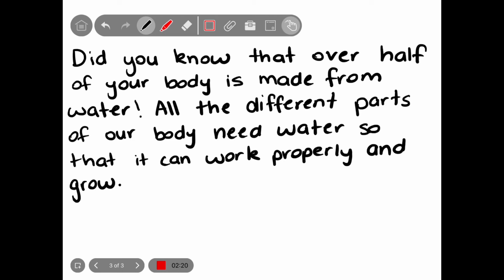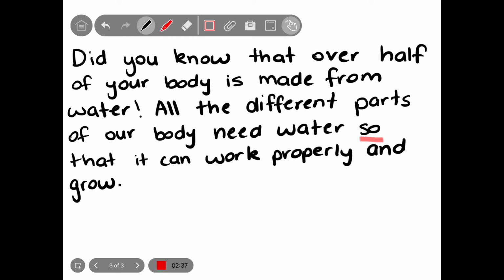Okay, I've used the word so again, so I've made a compound sentence. I'm going to highlight that so you know, because I know that's also in our success criteria. And I'm saying that all the different parts of our body need water, but I'm going to tell you why. And that's where I put so that it can work properly and grow.